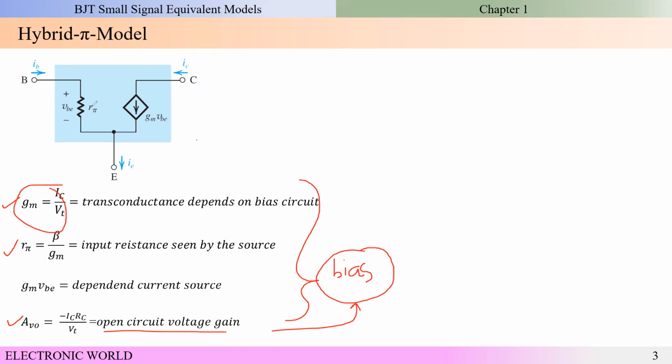If you want to determine the R pi, we go with the bias circuit, not the small signal equivalent circuit, because these are the bias currents, and this VT is the thermal voltage. So these three characteristics we need to determine by using the bias circuit.